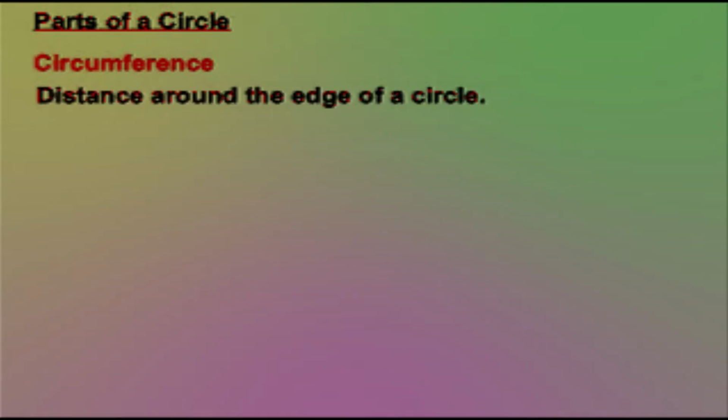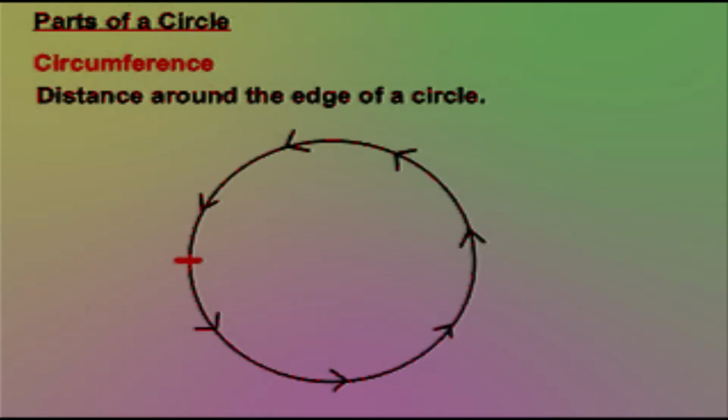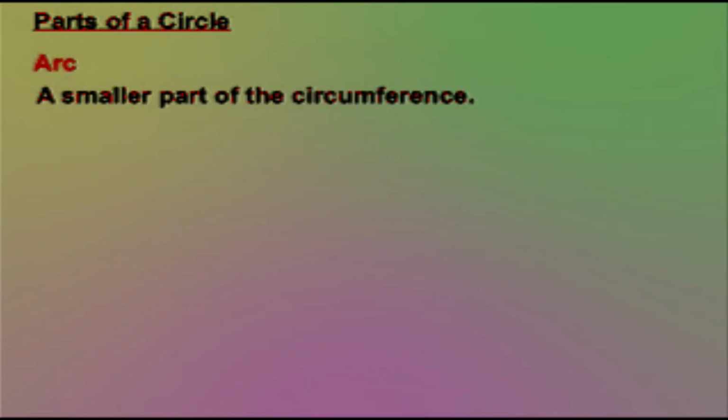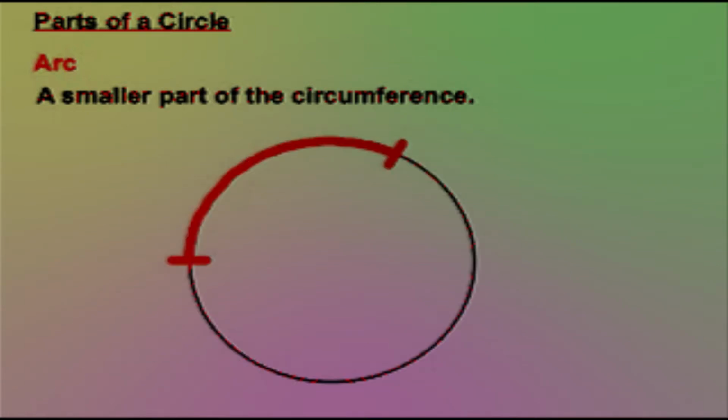The circumference of a circle is the distance around the edge. So if we started where the red marking is there and went in the direction of the arrows and went all the way around the circle back to our starting point, that distance is called the circumference of the circle. And an arc is just one little section of that circumference. So that section there that I've marked in red is part of the circumference. We'd call that red bit an arc.